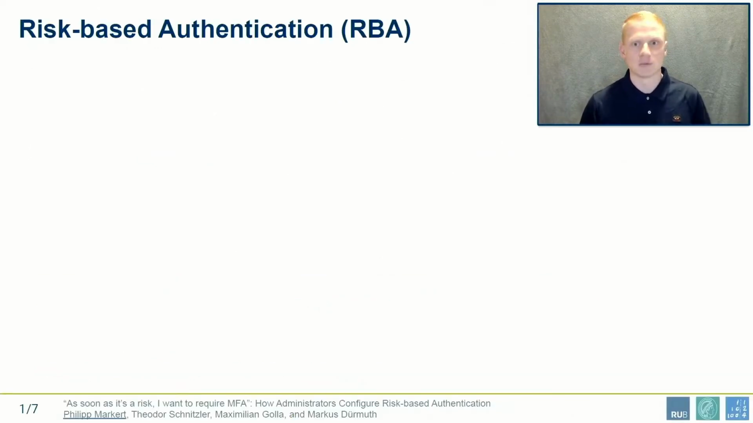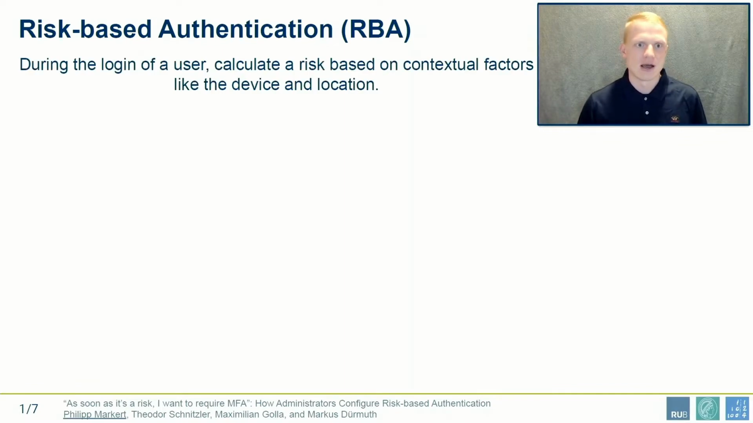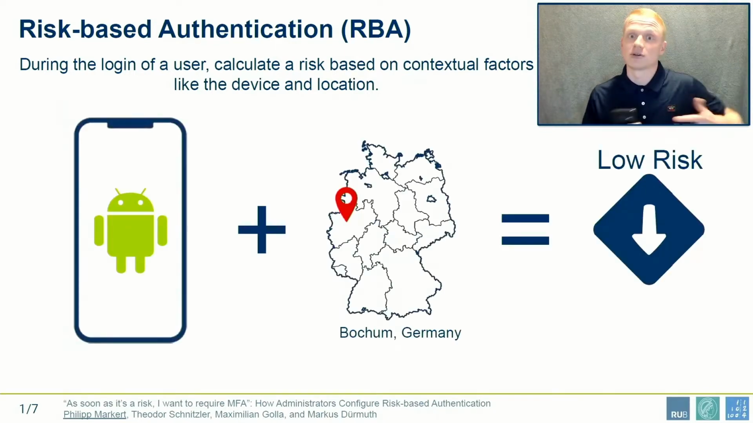I tried to sum it up in one little sentence. During the login of a user, calculate a risk based on contextual factors, like for example, the device and the location. What it means in my everyday case is I have my Android device and I log in from Bochum here in Germany, and that might be associated a low risk. There's nothing special about this login.